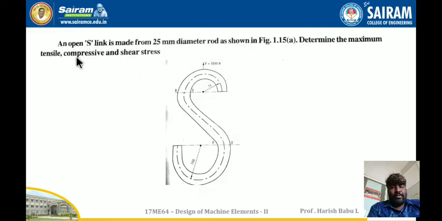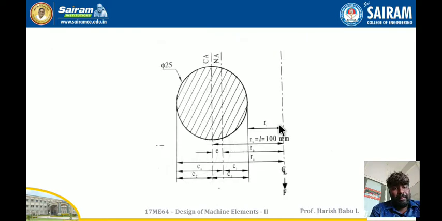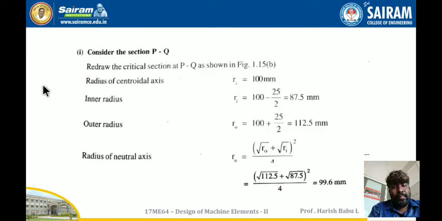Let us go to the next problem. An open S-link is made up of a 25 mm diameter rod as shown in the figure. Determine the maximum tensile and compressive stress at two particular sections, that is R S and P Q. So let us consider the first one, R and S. So I want to take those values, and I want to draw the free body diagram. So consider the cross section PQ. So I am going to draw the cross section PQ.